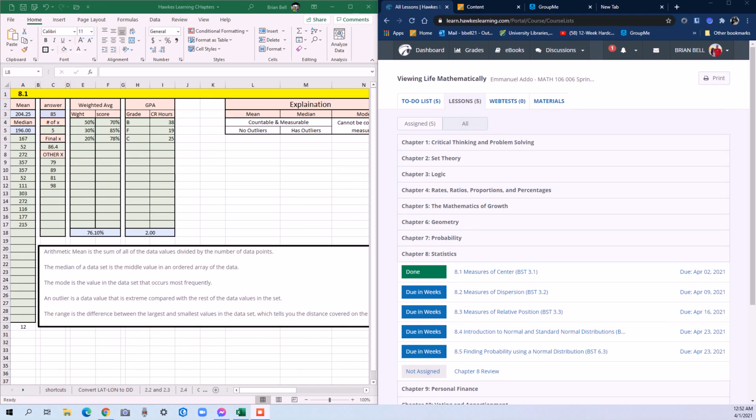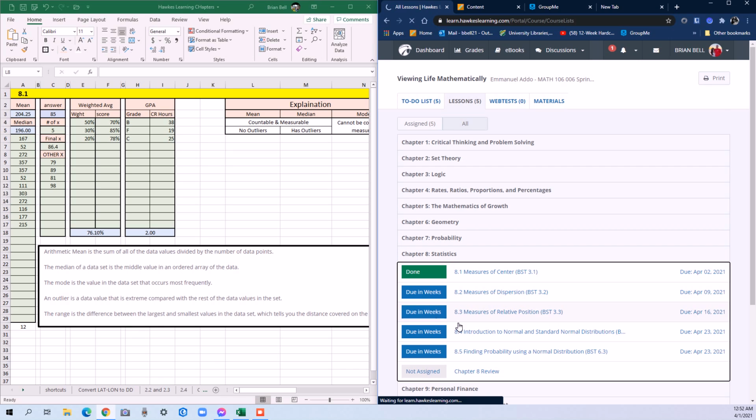Hey, and welcome back to another installment of my toolkit that I use to get these Hawks Learning stuff done. We're going to be looking at lesson 8, and for brevity's sake, I'm just going to be explaining one of the instances where we're going to use the toolkit.